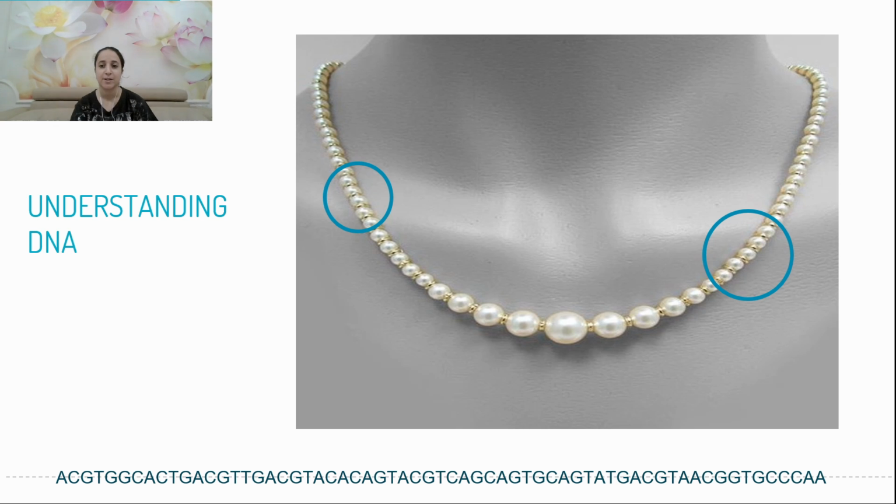So let's just assume that the second circle is the hemoglobin beta gene, which plays a vital role in predicting whether the person would have sickle cell disease or not. So let's zoom into the hemoglobin beta gene.